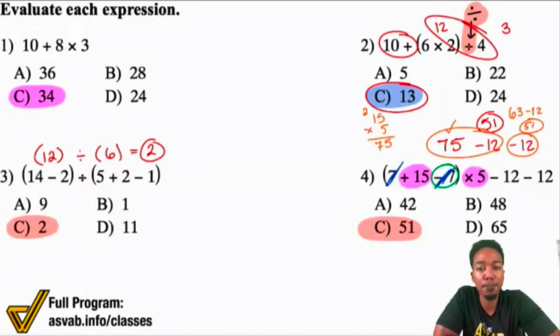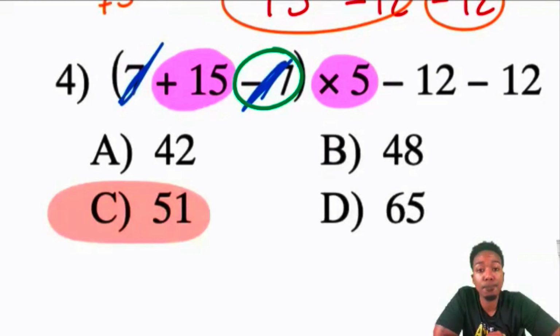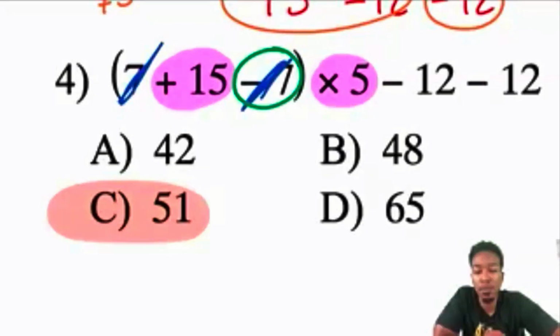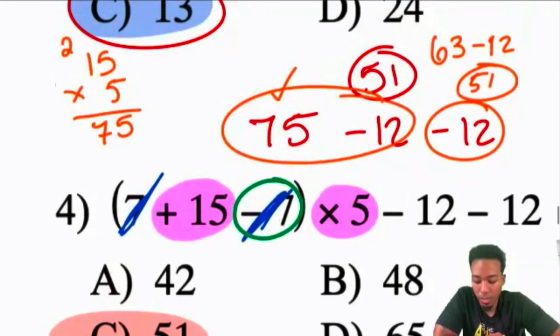Okay. Hello, coach. How you doing? I'm number 4. The way I did it, I first canceled the 7s, and then the 12. I did minus 12 minus 12. I got minus 24. Correct. And then I multiplied the 15 by 5, which gave me 75, and I subtract. Can you do that too?